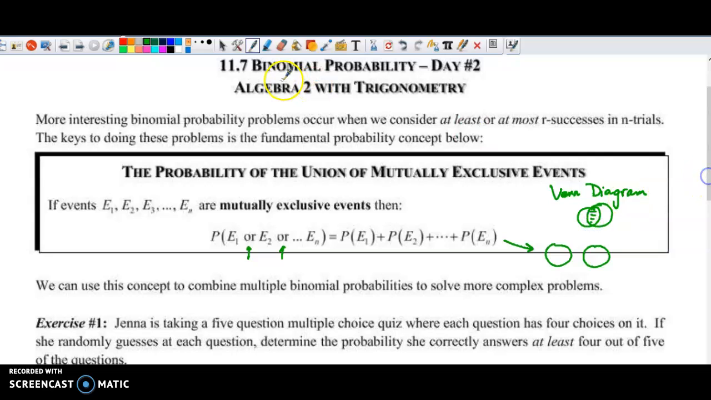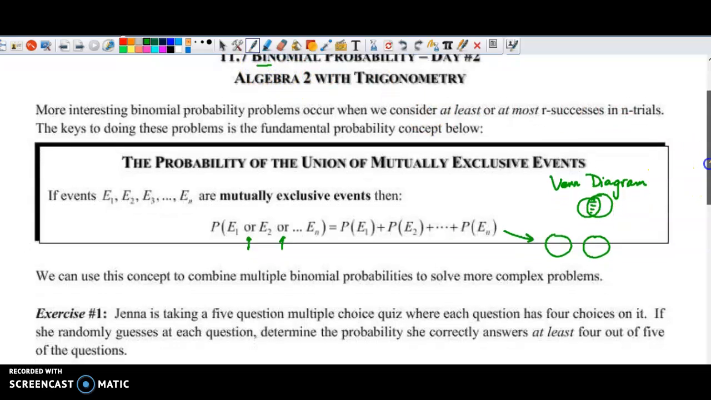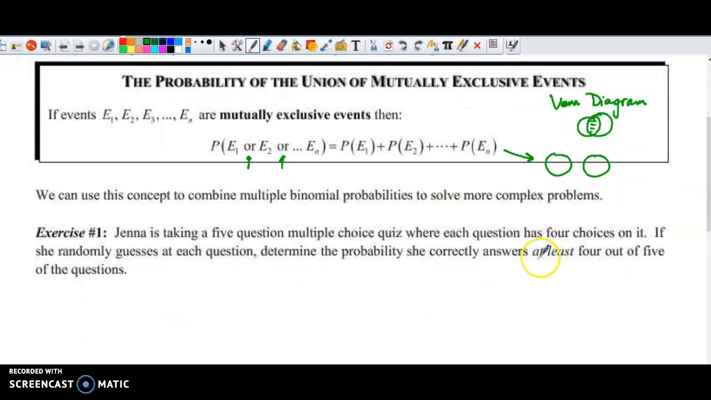The reason why this is still part of the binomial probability is because you get phrases like at least or at most. So we have an exercise where Jenna's taking a 5-question multiple choice quiz. Each question has 4 choices, so the probability of success is 1/4. That means the probability of failure is 3/4. And she just randomly guesses, so no thought process on it. It could be A, however many A's there were, or they could switch it up. But anyway, the probability she correctly answers at least 4 of those 5.